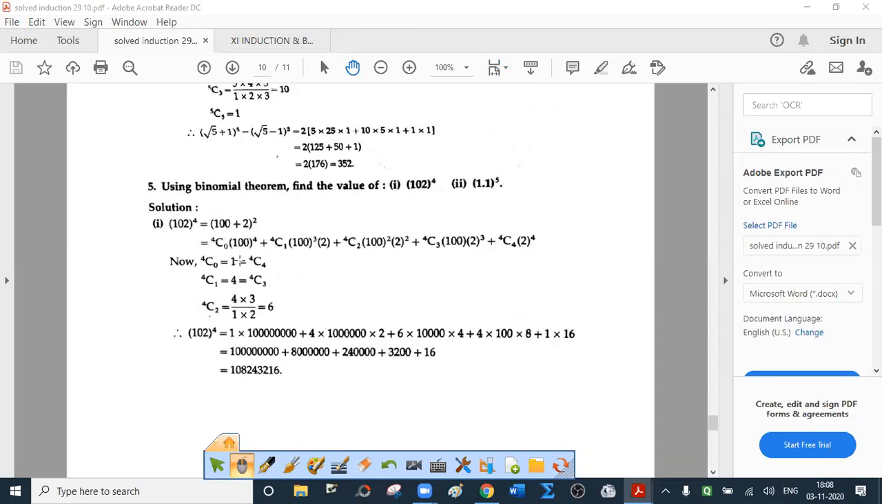Use binomial theorem. 4c0 times 100 raised to 4 and so on. 4c0 is the same as 4c4, which is 1 and so on. Now what is 100 raised to 4? Write this: 2, 2, 4, 2, 6, 2, 8, that is 8 zeros after 1 and so on. So you get this number. Okay? So this is nothing but the fourth power of 102.